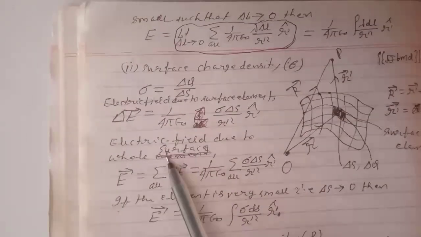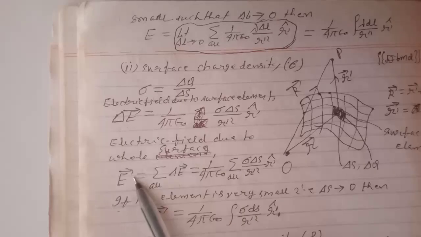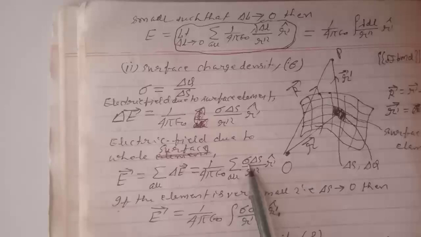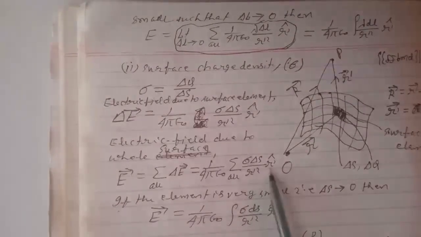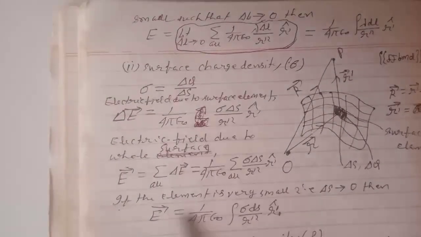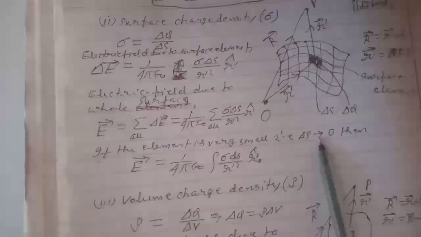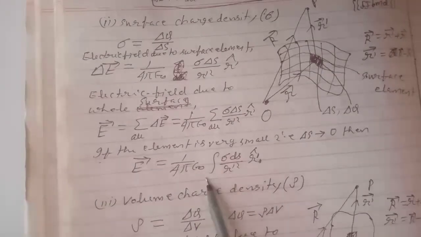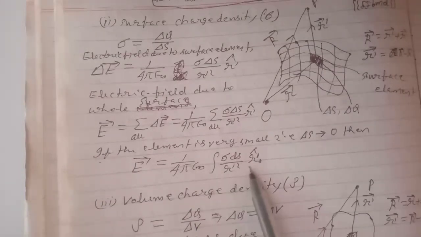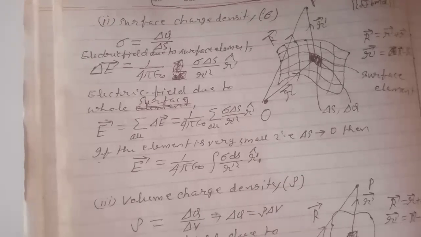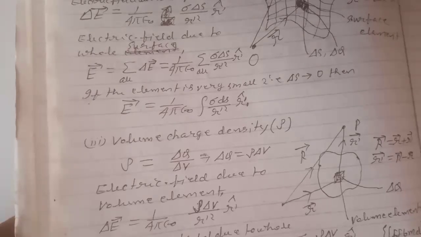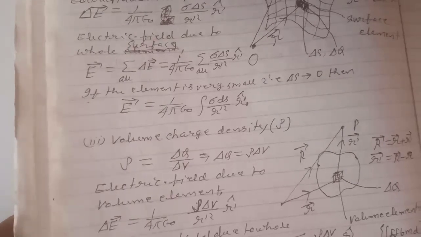Hence the electric field due to the whole surface will be E vector equal to the sum of all delta E, which is 1 by 4 pi epsilon naught sum of sigma delta S by r dash square into r dash cap. If the element is very small, that is delta S tends to 0, then we can write E vector equal to 1 by 4 pi epsilon naught integration of sigma dS by r dash square into r dash cap. R dash cap only represents direction, that is, it is a unit vector along r dash.